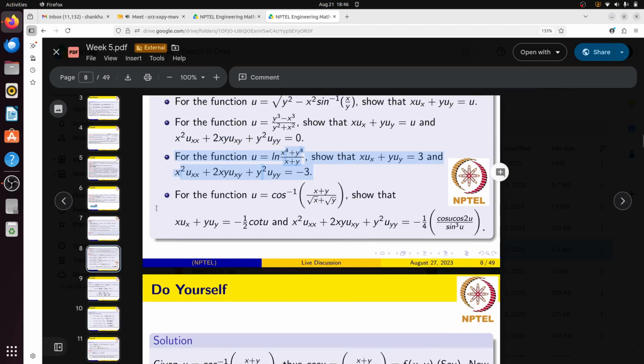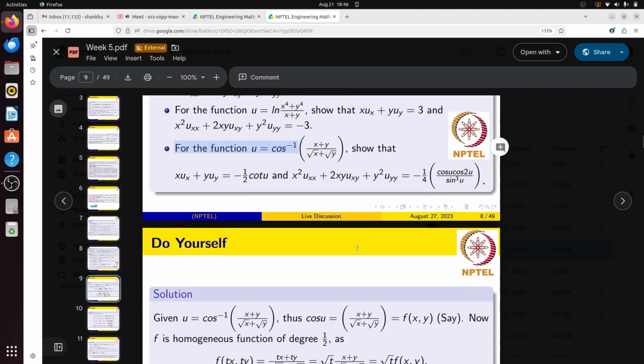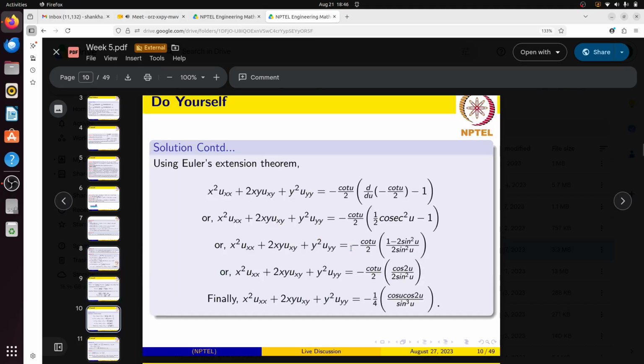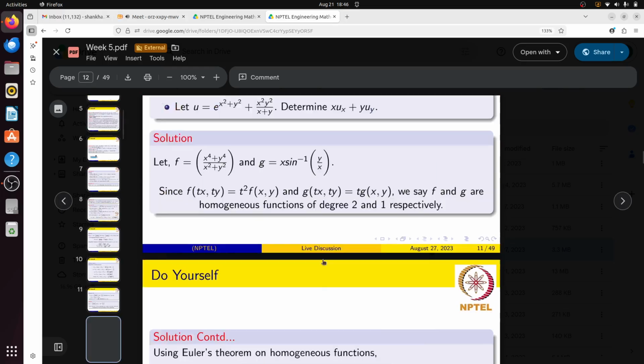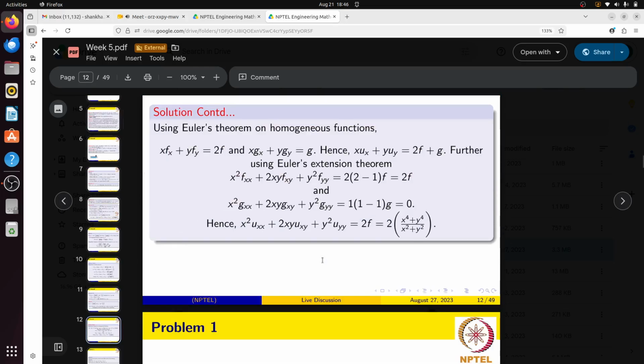Solve this problem for the function u equal to cos inverse of (x plus y) by (root x plus root y), so that x ux plus y uy equals this. You can solve this. I have already provided the solution, so I will not discuss it. It is just an application of Euler's extension theorem, and you can easily solve it.